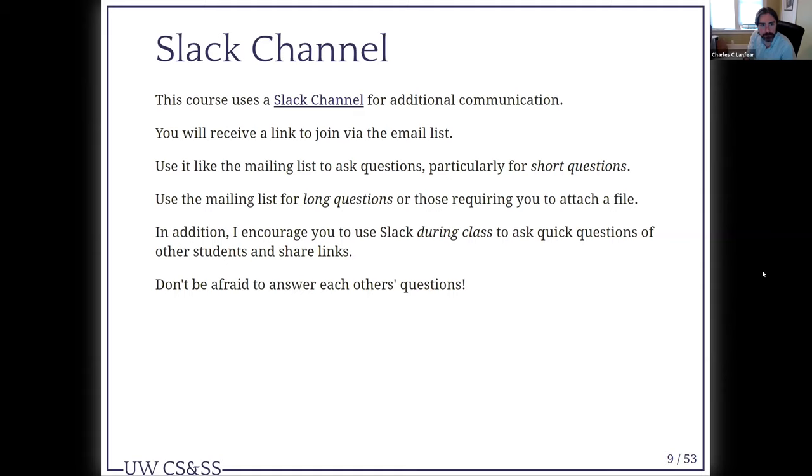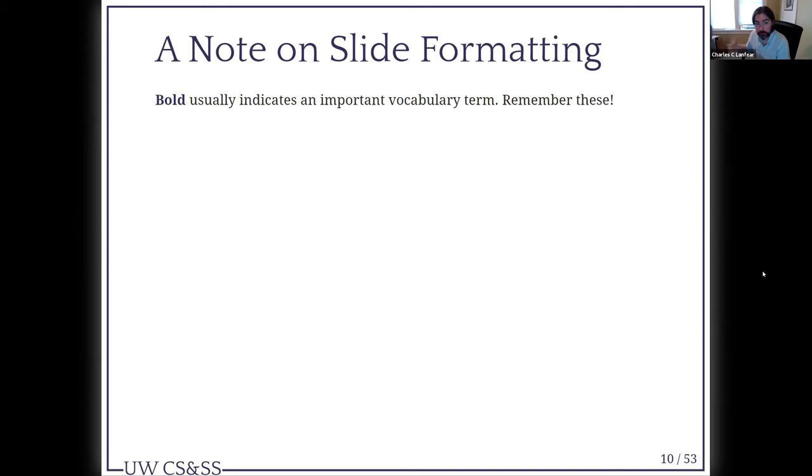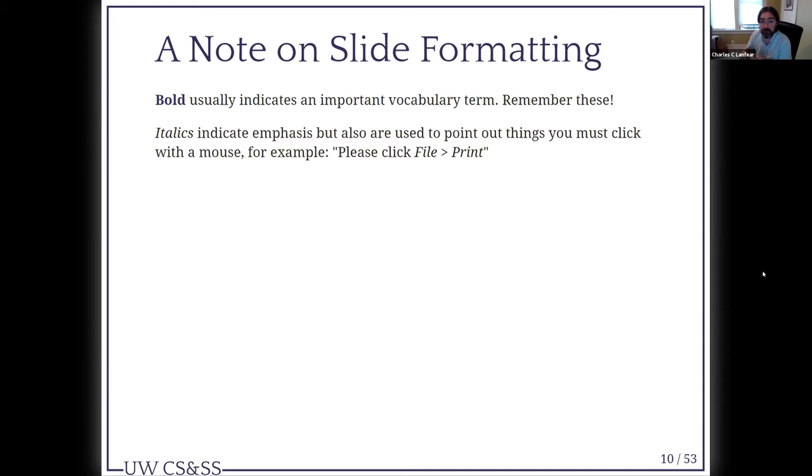Okay. So a note here on formatting for how to read these slides while you're following along with me. Things that I put in bold are usually a vocabulary term. Try to remember these. If you see one of those terms, it's something I would expect you to know or that would be useful to you to know. Things in italics are sometimes for emphasis, but are just as often used to highlight things you might click with your mouse. For example, seeing File, Print would mean go to your File menu in the top left of RStudio and go down to Print. Though if you're printing something out of RStudio, I don't know what you're up to.